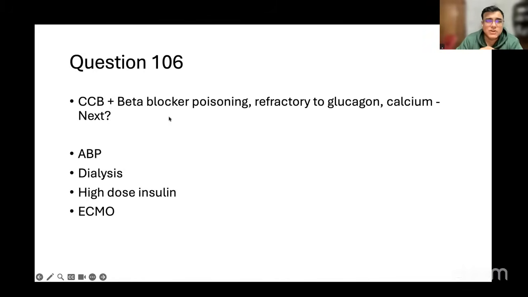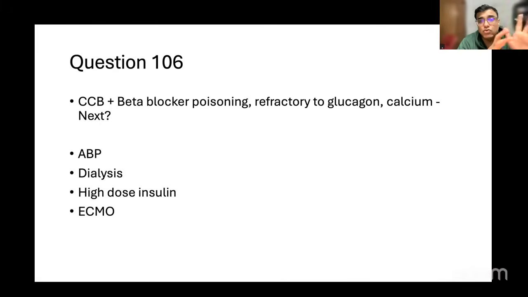Calcium channel blocker or beta blocker poisoning, refractory to glucagon and calcium. What is the next step? ABP, dialysis, high dose insulin, ECMO. So the next step is always high dose insulin. You give 1 unit per kg bolus followed by 0.5 to 1 unit per kg insulin infusion and dextrose infusion to maintain the sugar level between 200 and 300.